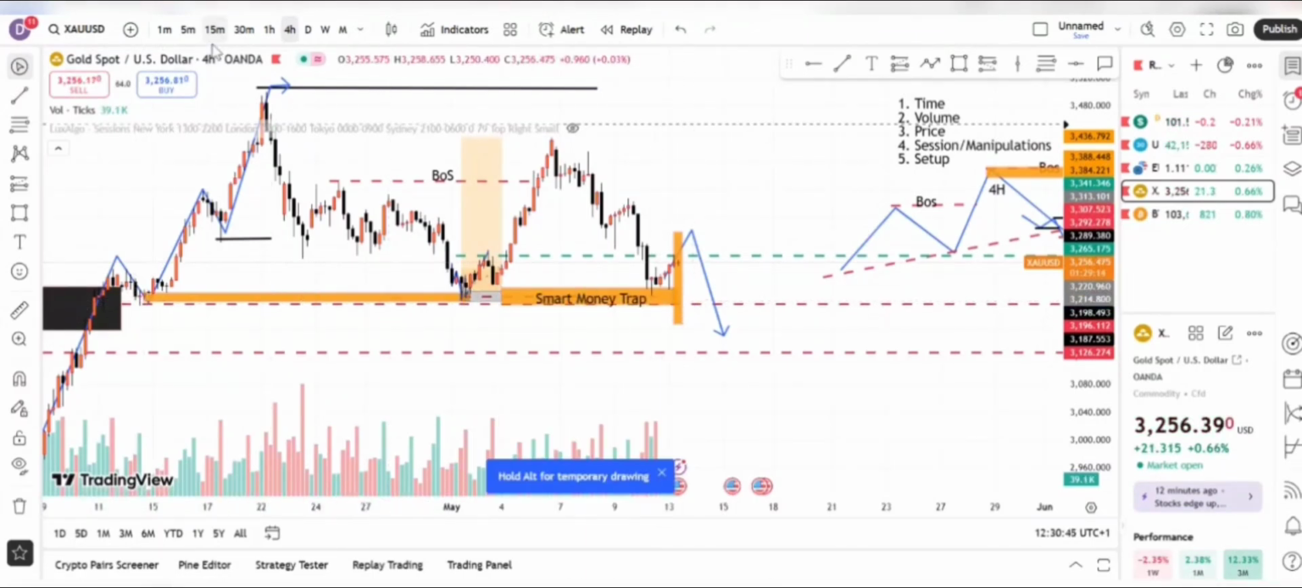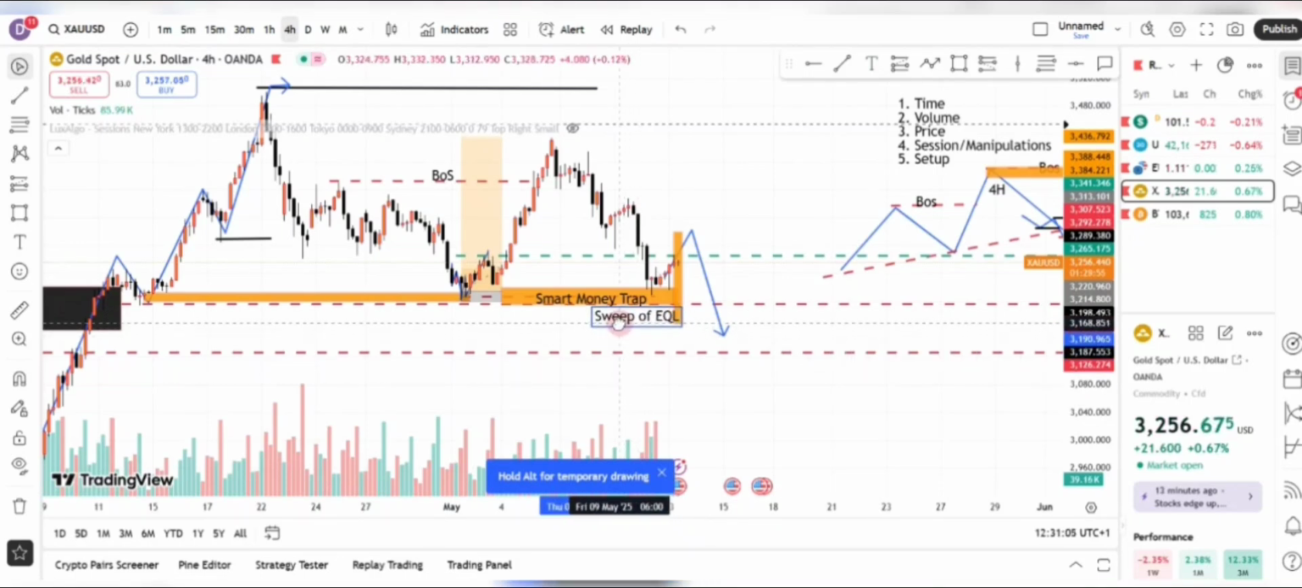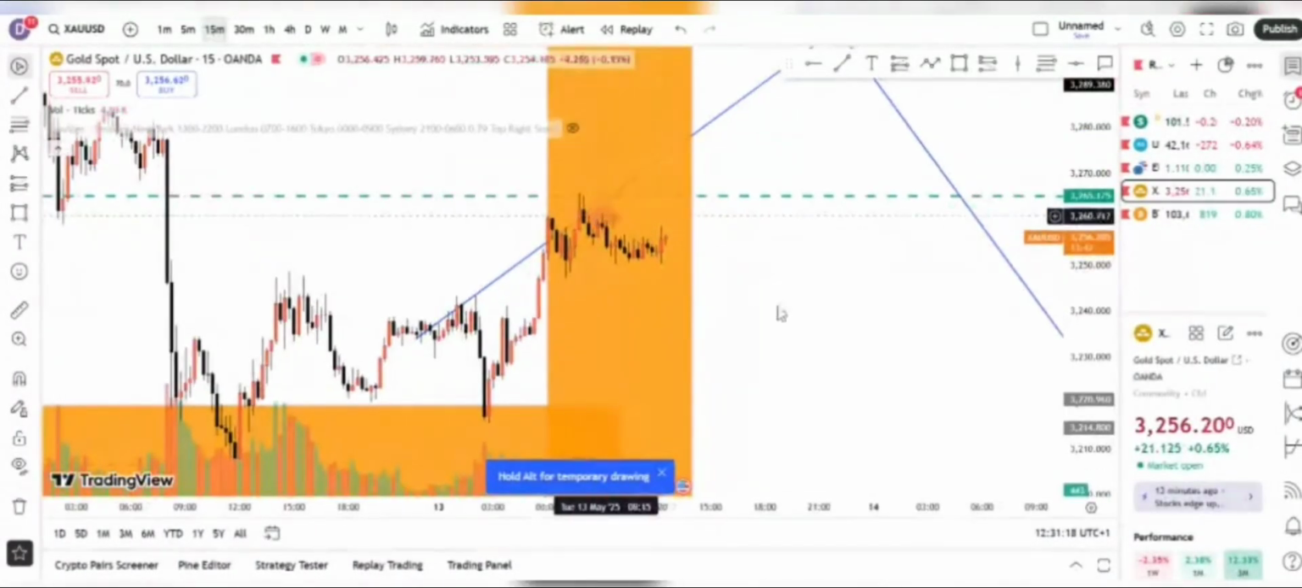So if price is able to take out all of the liquidity down here, what's going to happen? First, what I'm looking for is a sweep of all these equal lows. That's the first thing first. Once I see a sweep of the equal lows, I'm now excited. I will come down to the 15 minutes chart, and when I do, I want to look for my setup.